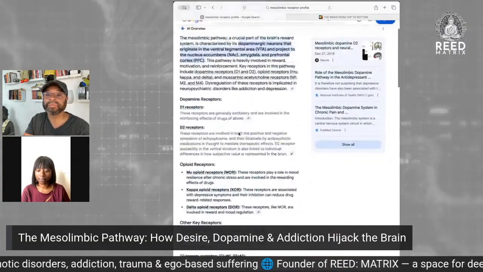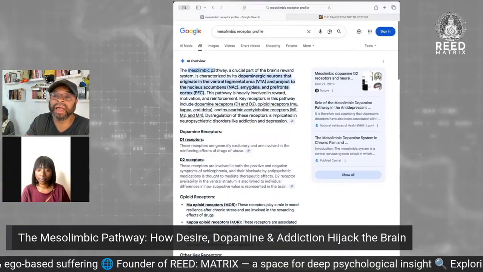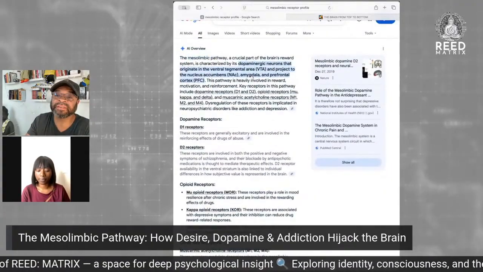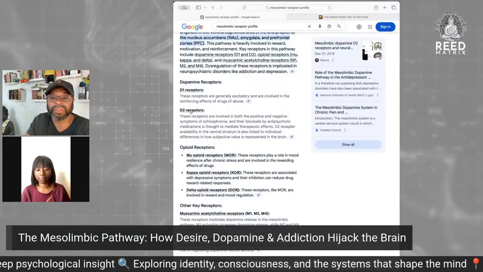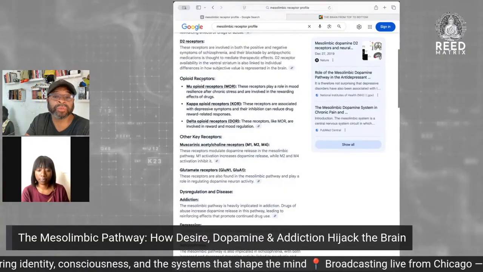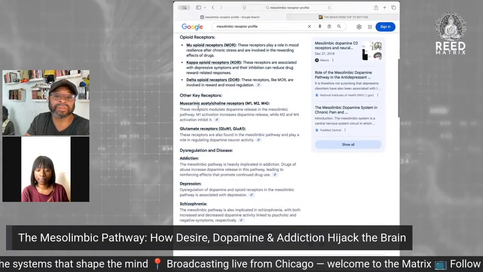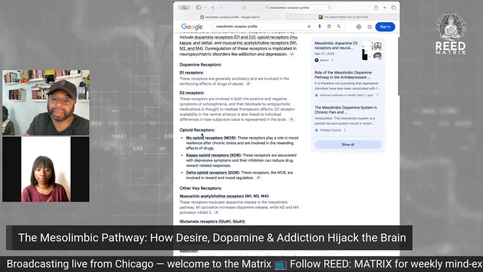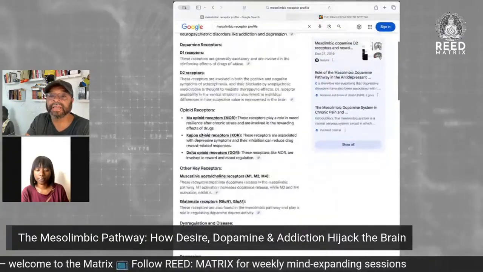So on this mesolimbic pathway, that connects from these different areas here, we have D2 receptors, D1 receptors. So we have dopamine receptors present. We have opioid receptors in these categories. And we also have other receptors here, muscarinic receptors and glutamate receptors.